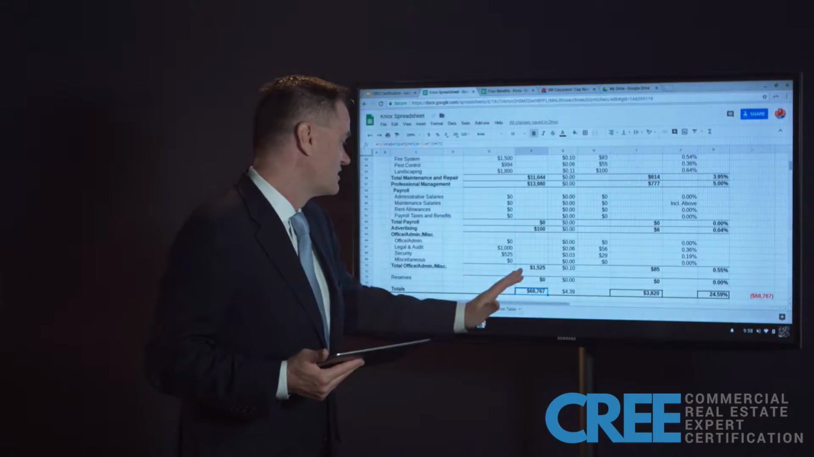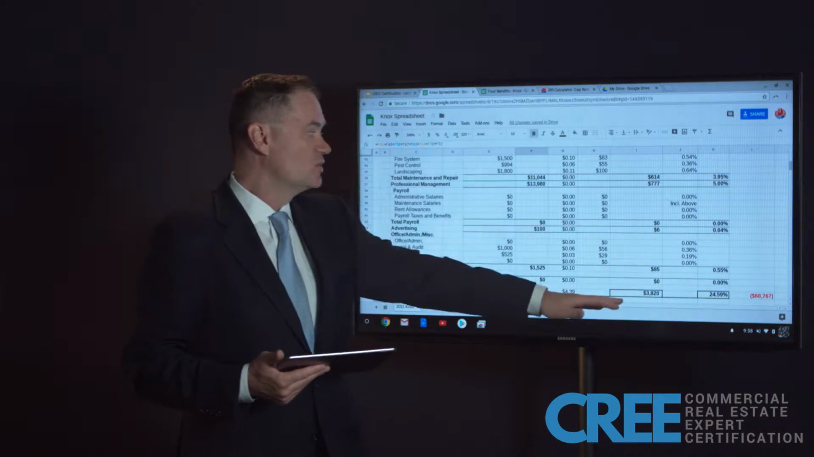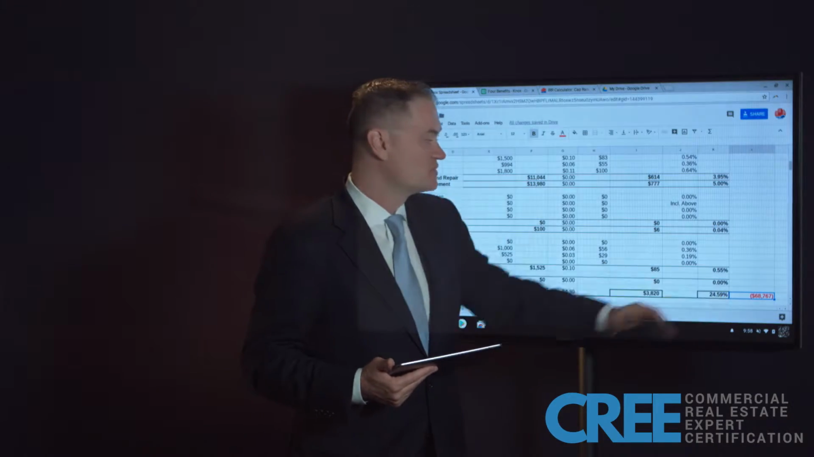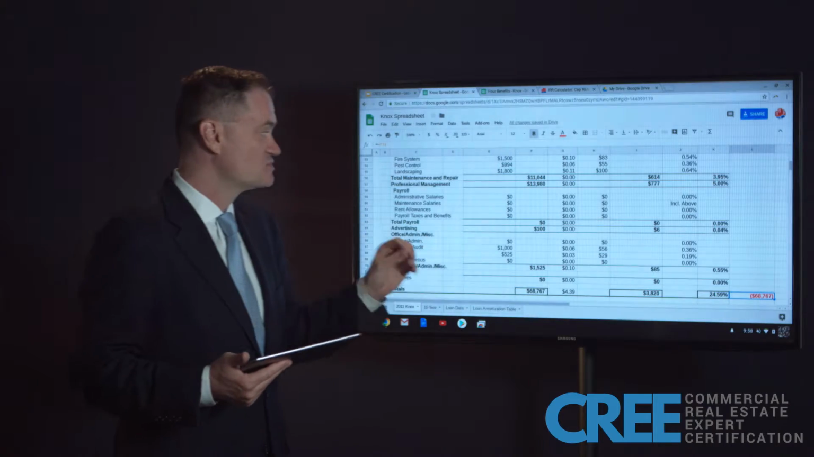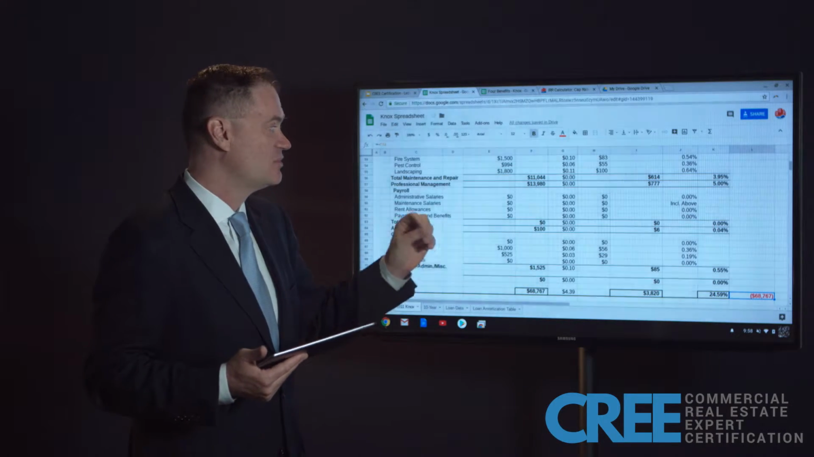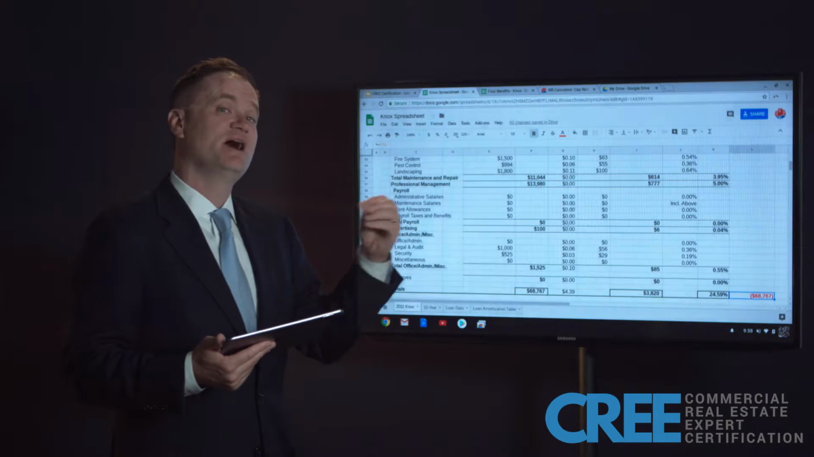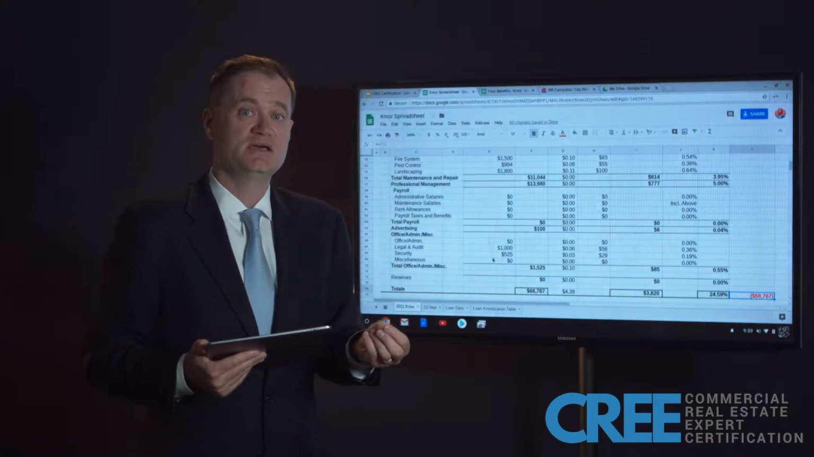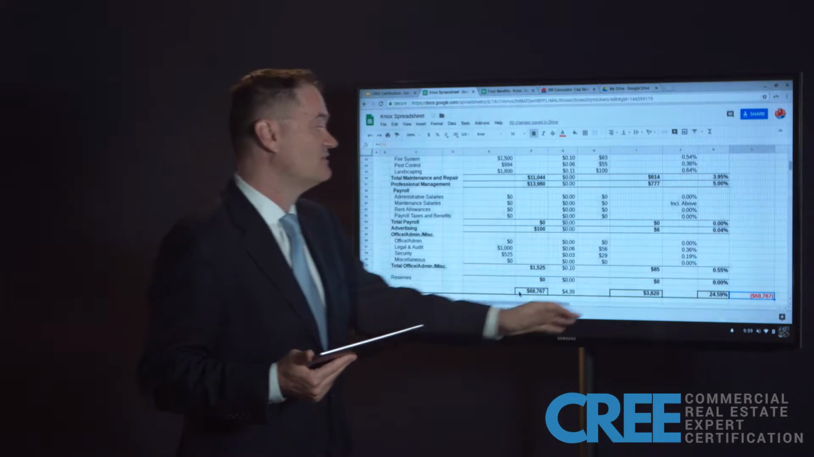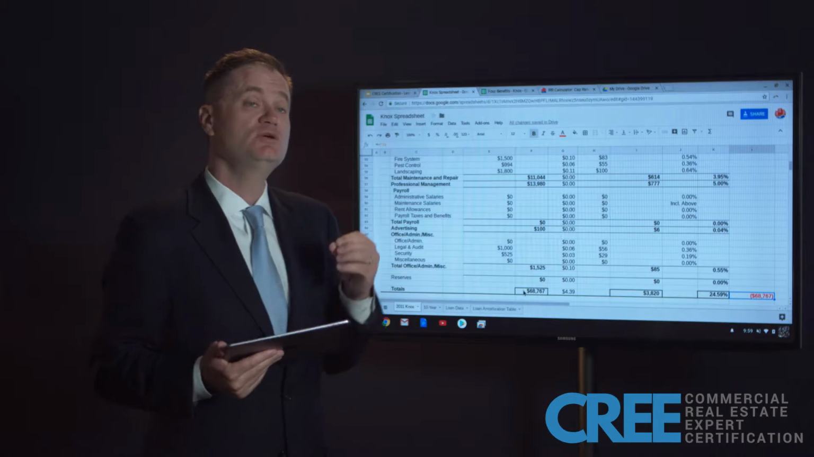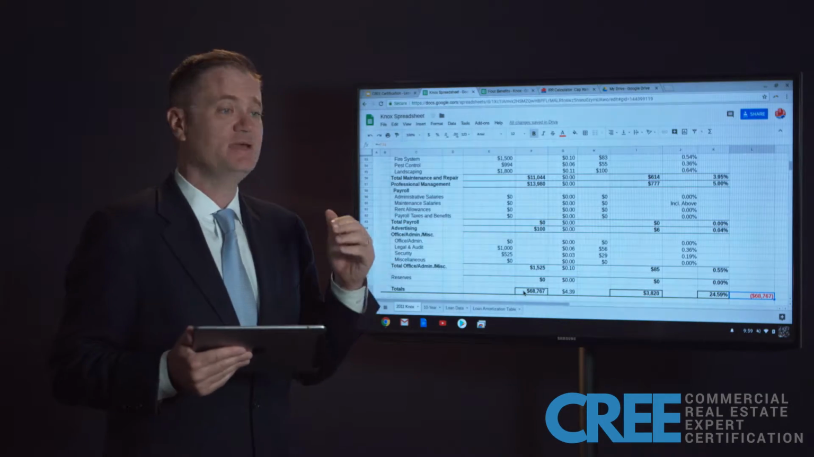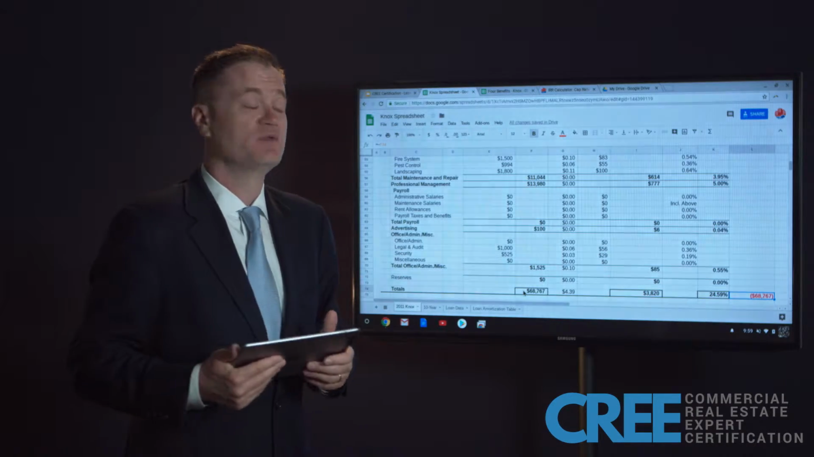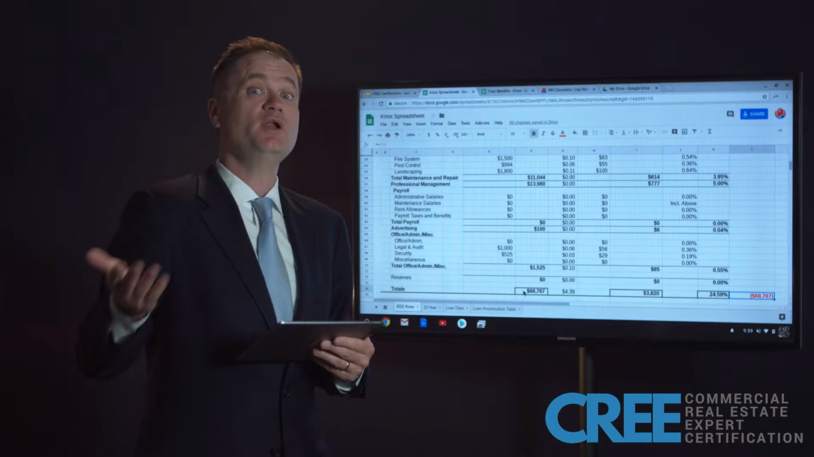And then we get down at the very bottom to the total expenses, which are just shy of $69,000, and the expense ratio of 24.6% is calculated based on the $69,000 divided into the EGI. So total expenses divided by the EGI number is going to give us that expense ratio. And you can look at other properties in the market that have sold and look at their expense ratios. What are they selling for? Are they selling at 20%? Are they selling at 40%?